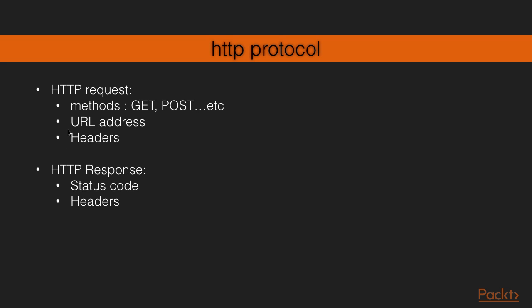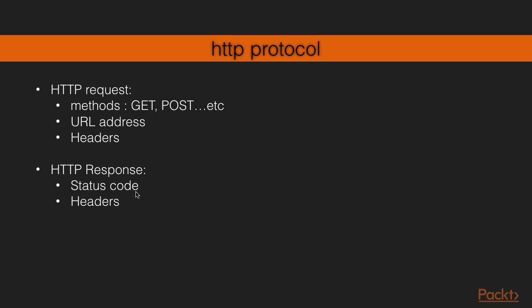Another piece of information included in the HTTP request is the URL address. The URL address is basically the address to which we're sending the HTTP request. Then there are the headers. Headers are a list of fields that are used to describe some metadata related to the HTTP request, like for example, the web browser type that sent the request, the host name, stuff like that.